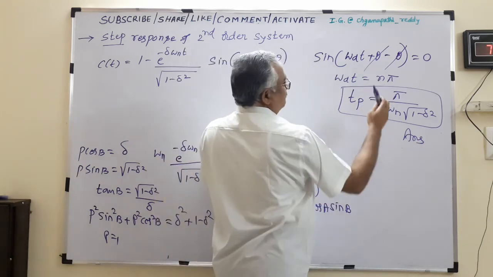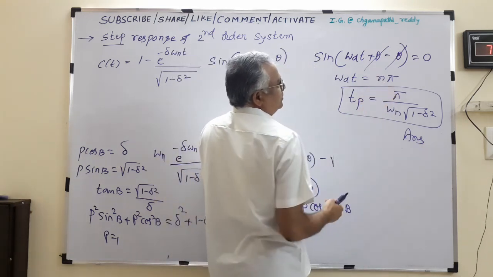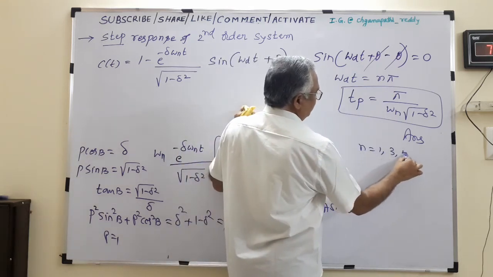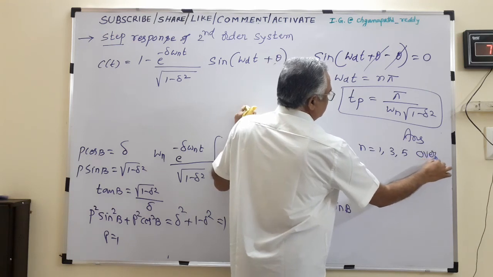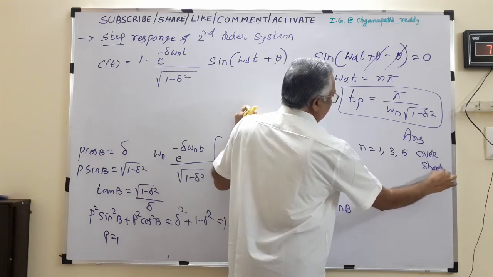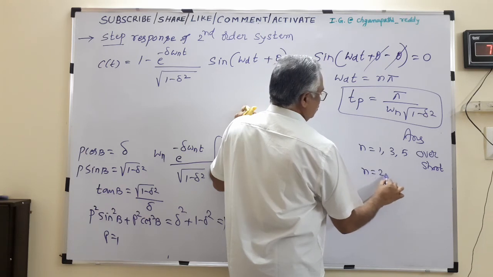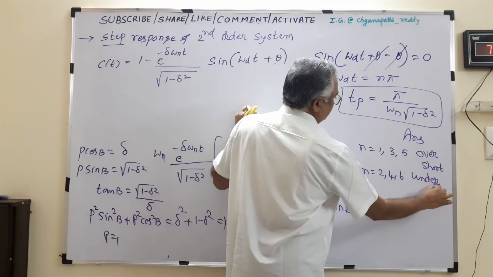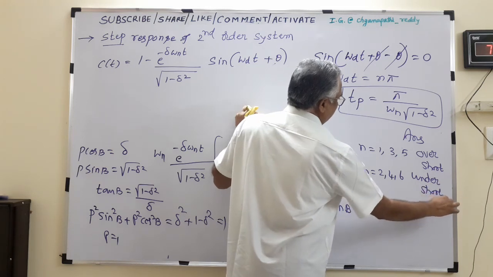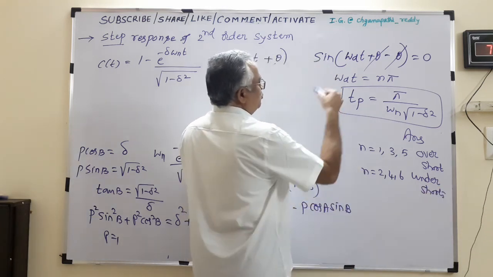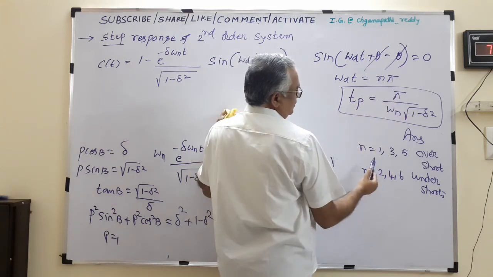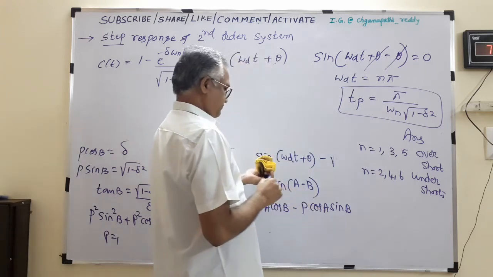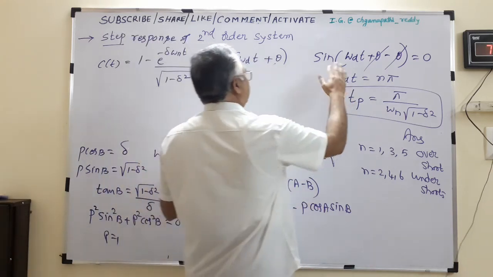Why n equal to 1? First peak, n equal to 1. So n equal to 1, 3, 5 are overshoots. N equal to 2, 4, 6 are undershoots. So first overshoot, n equal to 1. If they are asking for the second overshoot, 3 pi by this you have to take. So at this time it is maximum.